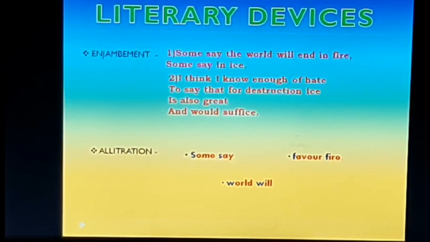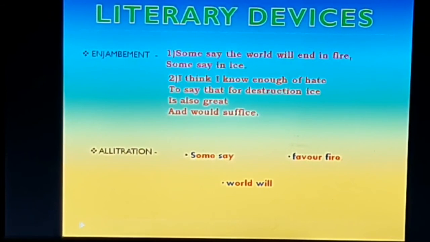There are 5 major literary devices in this poem. The first one is enjambment. The continuation of a sentence without a pause beyond the end of a line or a couplet or a stanza is called enjambment. The examples of enjambment here are the first 2 lines: Some say the world will end in fire, some say in ice. And the last 4 lines: I think I know enough of hate to say that for destruction, ice is also great and would suffice.